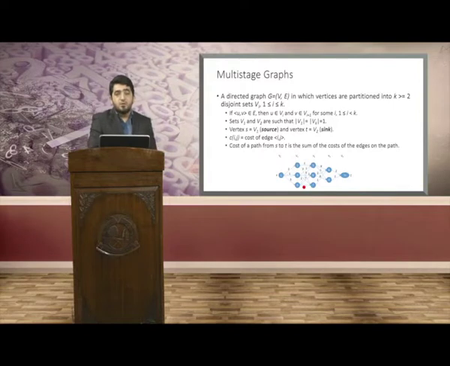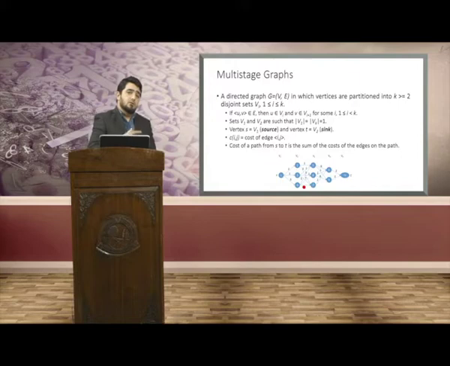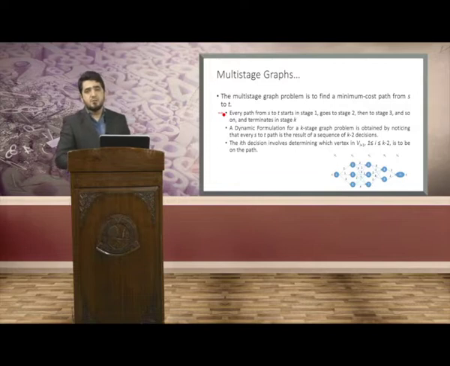Now we try to find some solutions to the multistage graph problem. But what is the multistage graph problem in the first place? The multistage graph problem is to find a minimum cost path from S to T. So we have a multistage graph, and our challenge is to find the minimum cost path from the first stage to the last stage. Obviously there could be many paths, but we have to choose the best one.